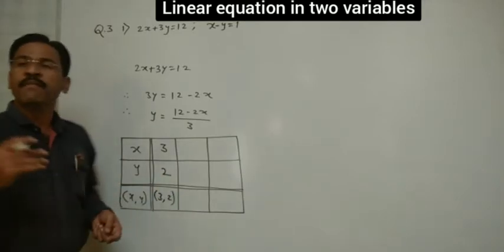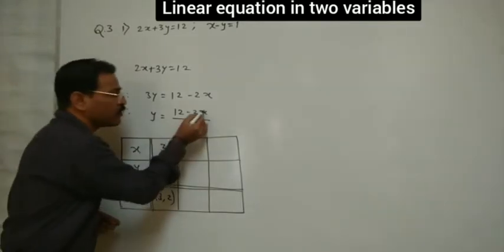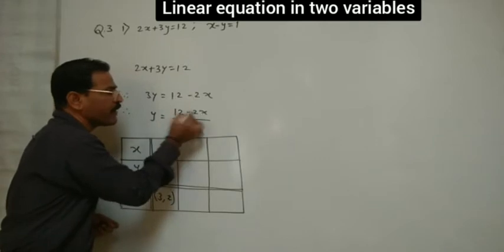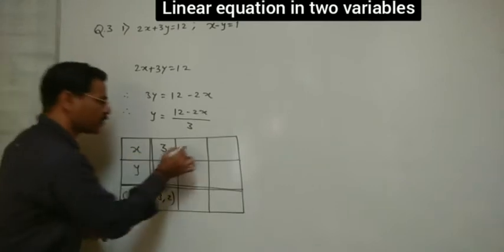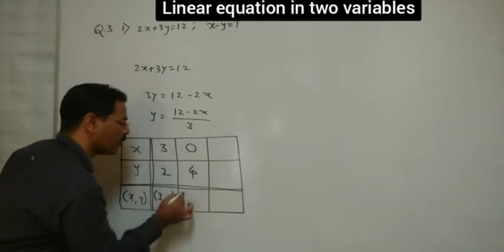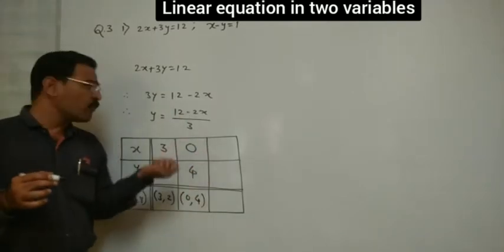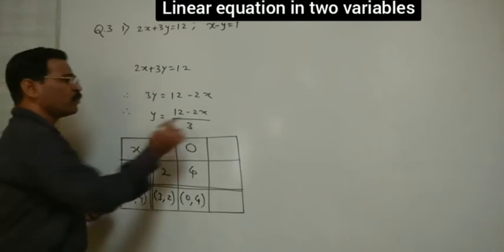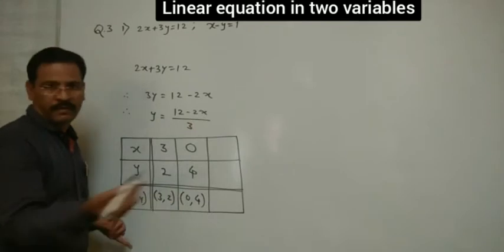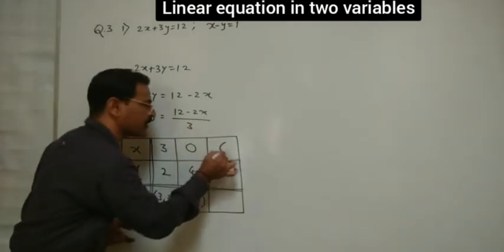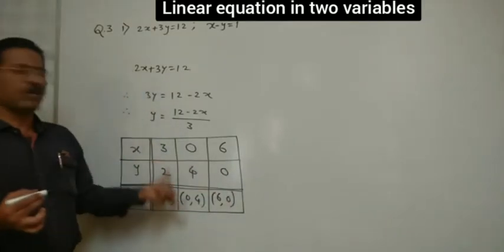Now this is the coordinate. Then we'll take next, suppose 0. We put 0 here, so the whole term becomes 0. 12 minus 0 is 12, 12 upon 3 is 4. So we put 0 and get 4. One more point we need. Suppose we put 6: 6 twos are 12, 12 minus 12 is 0, 0 upon anything is 0. So if we put 6, we get 0. Like this, we can get the coordinates.